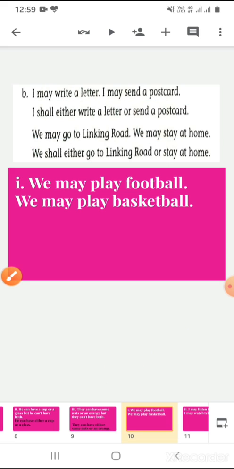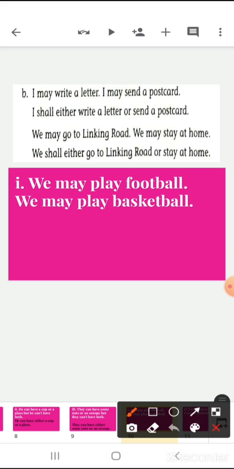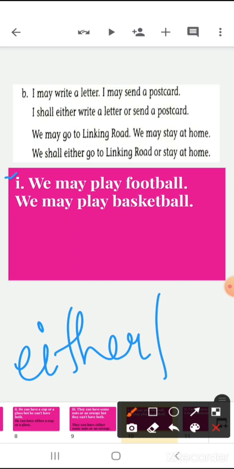Now we have to see the questions given in our exercise. First one. We may play football, we may play basketball. These are two different sentences, but we have to use either or. Okay children, now let's see how we have to rewrite this sentence. Okay, you also try.